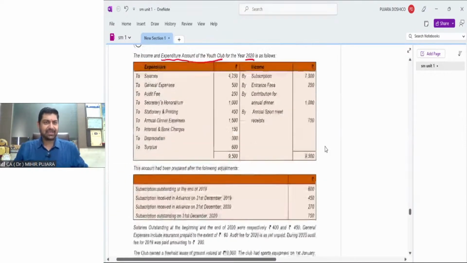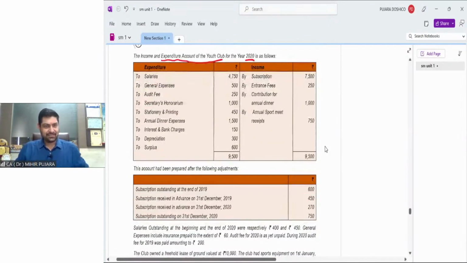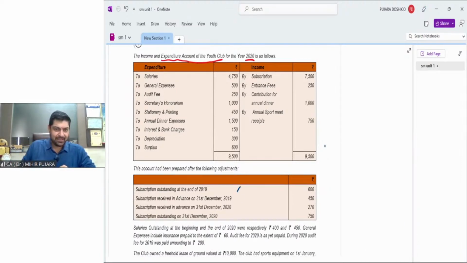Okay, now friend, let's first number the adjustments. हमारी प्रोसेस सेम रखेंगे, हम कंफ्यूजन क्रिएट नहीं करेंगे. This all is adjustment number 1 which is applicable to subscription, right? Please do the numbering well guys.